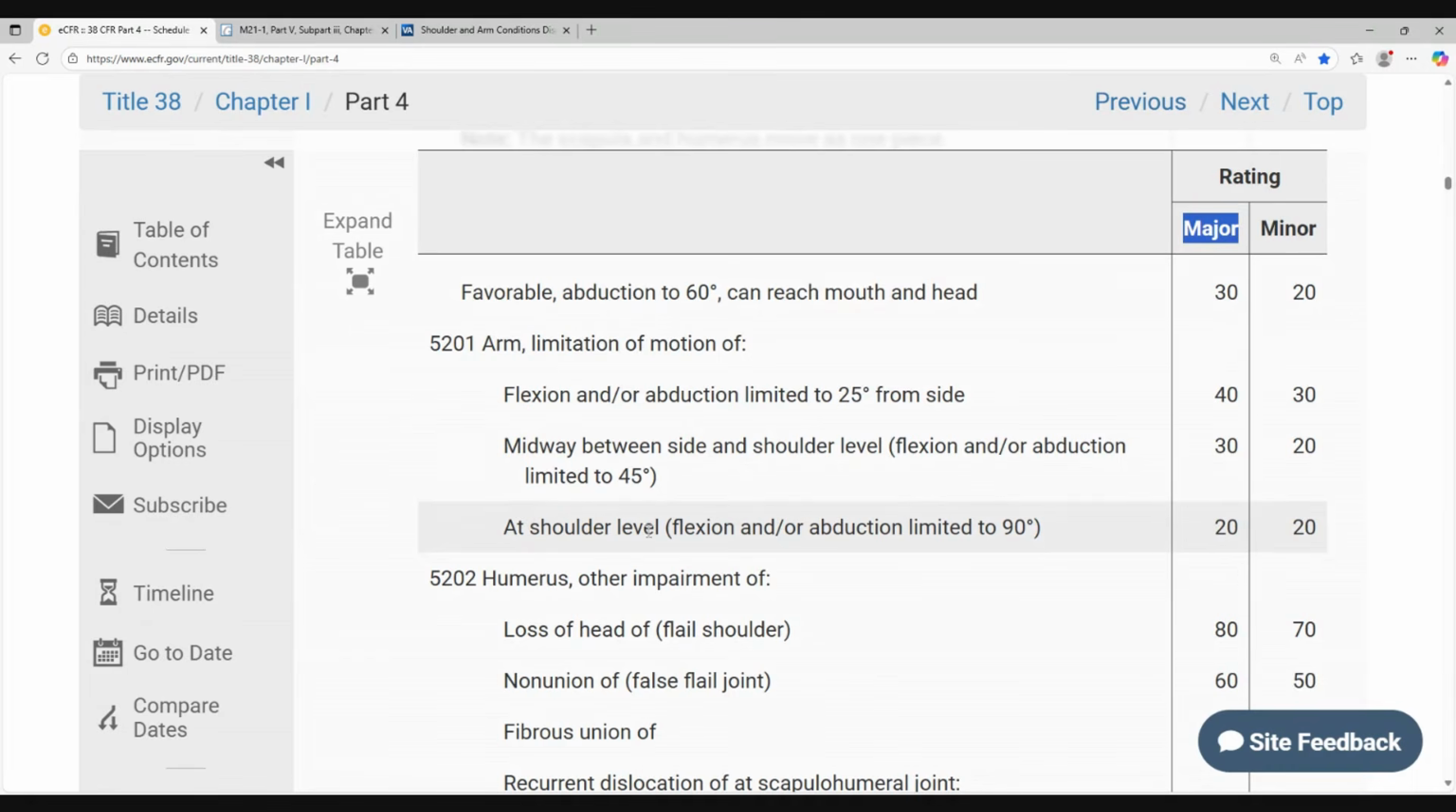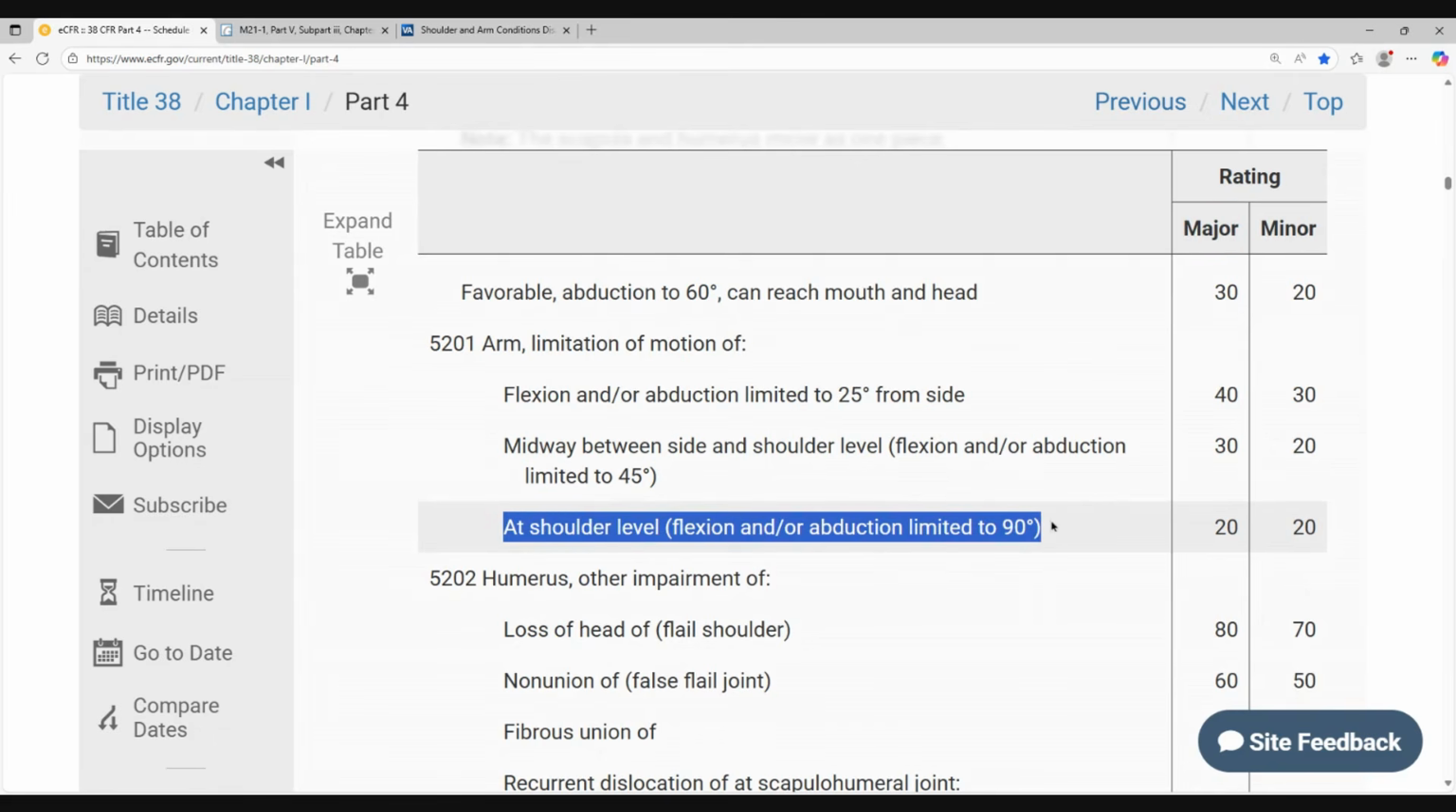So, limitation of motion limited to 90 degrees. What this means is if you did not have painful motion, you could get the 20% evaluation if you were limited to making a T, like putting your arms straight out, and that's as far as they could go up in any direction, either to the side or forward. They could only go up to the shoulder level. If that's the case, then 20%, that's how 20% is evaluated. Now, if you can go higher than shoulder level, then you would be at 0%, unless you had painful motion, at which point painful motion defaults as the minimum.